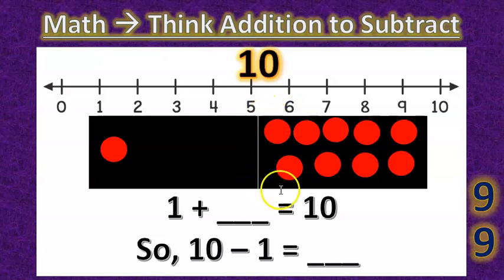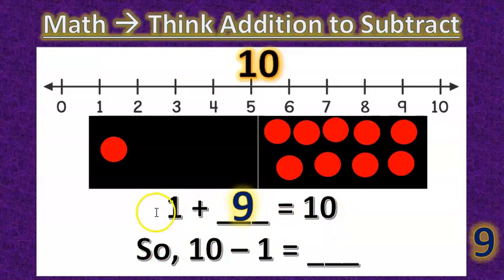We have 9 red circles on this side because we jumped 9 numbers to get all the way to 10 when we count by ones, okay? Now 1 is already here because there's 1 dot here. Now what number goes here? 9. Good job, because we have 9 dots on this side. So we're going to get 9 and insert 9 into our addition equation here.